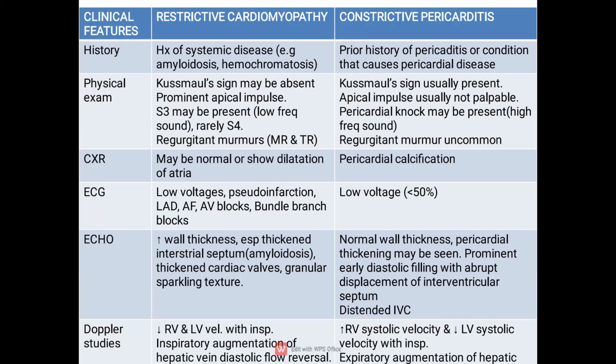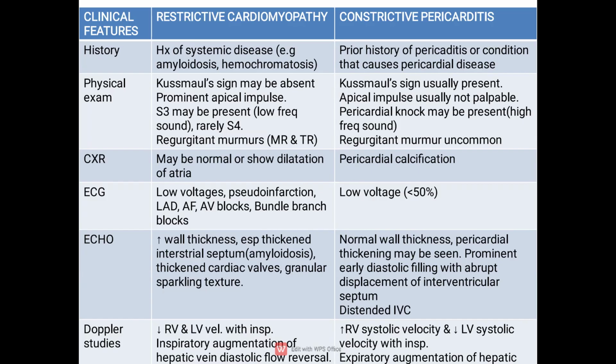The pericardium could be thicker than 5 millimeters. Then on echocardiography in constrictive pericarditis, you can have prominent early diastolic filling with abrupt displacement of the interventricular septum. When you have this septal bounce, there could also be a distended inferior vena cava.